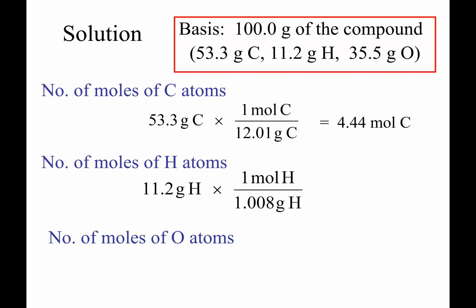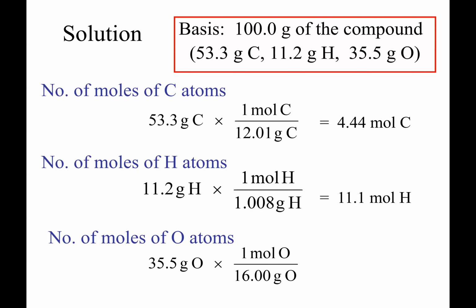Okay, so we do a similar thing for hydrogen. 11.2 grams, I'll put it over 1. I can use the periodic table, and I know that 1 mole of hydrogen will weigh 1.008 grams. Rounding to 3 sig figs, you're looking at 1.11 moles. And I can do a similar thing for my oxygen. Use the periodic table, 1 mole of oxygen will weigh 16.00 grams. You divide that out, and at 3 sig figs, that's 2.22 moles.